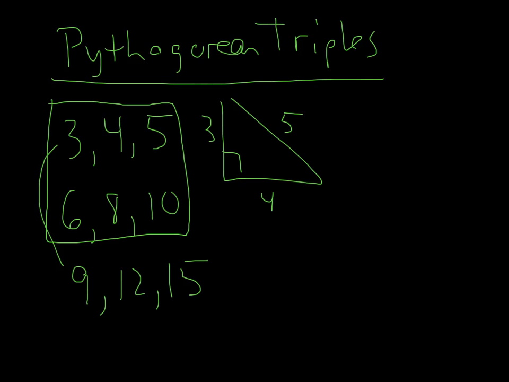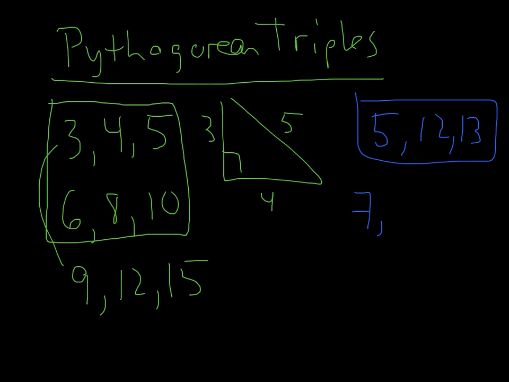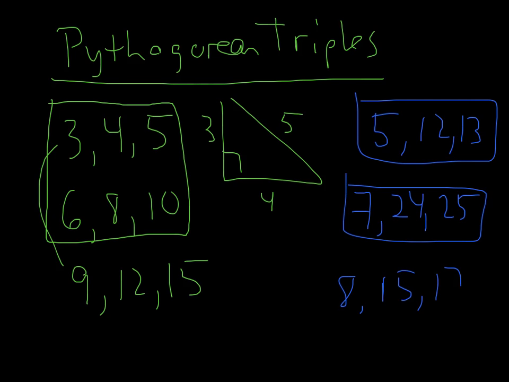Other separate ones are 5, 12, 13. A bit less common though, but another one is 7, 24, 25. And another one, once again not as common, is 8, 15, 17. So how can these help?